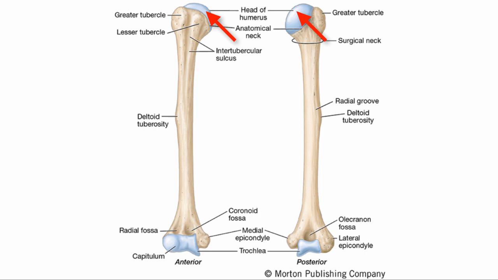Another key structure you will want to know is the coronoid fossa, which is located at the distal end of the humerus. This sounds incredibly similar to the coracoid process that we reviewed earlier. Remember, coracoid process for the scapula, coronoid fossa for the humerus.